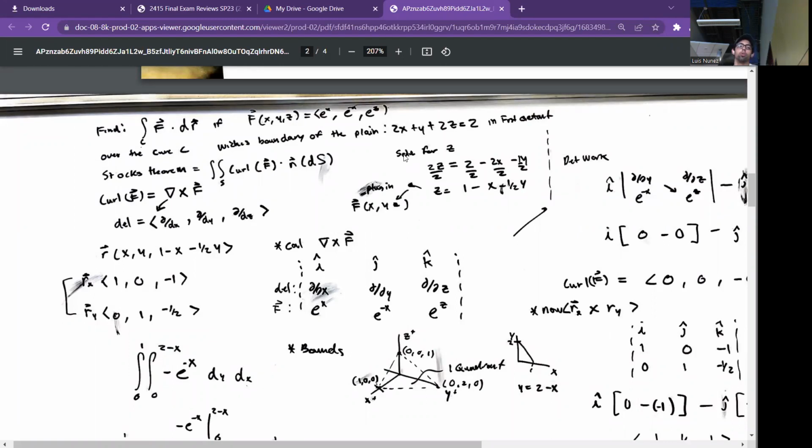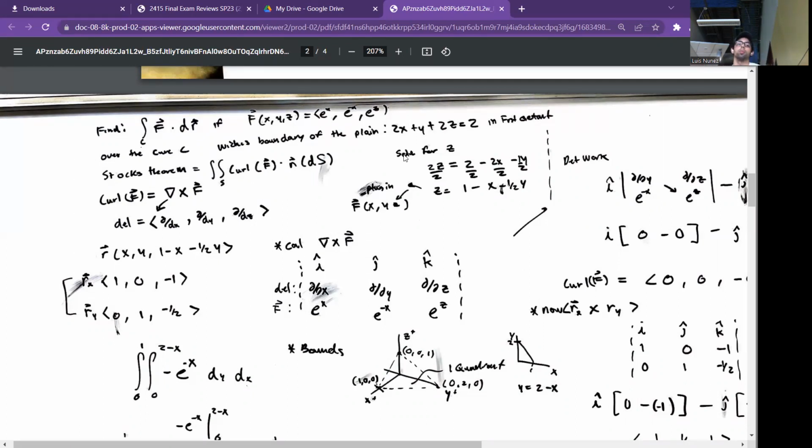This is the Stokes theorem equation. I'm going to use this Stokes equation to attack this problem. The Stokes theorem basically says that the surface integral of the curl of F dotted with n, the normal vector, dS, will end up giving you the line integral over the curve C, which is the boundary of the plane.